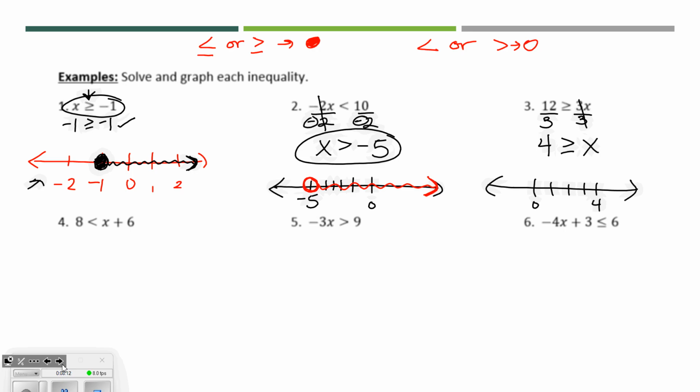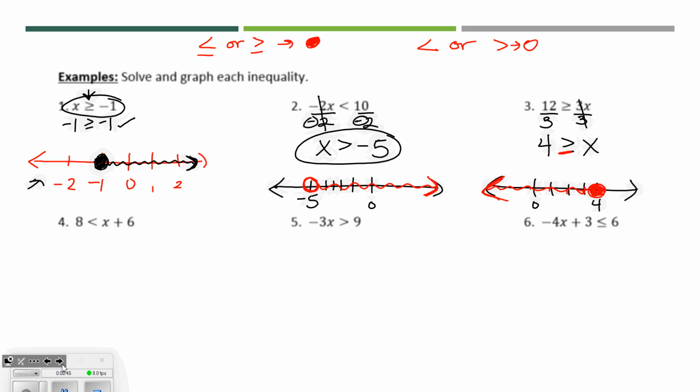It says 4 is greater than or equal to x, or 4 is greater than or equal to a number. So 4 is greater than or equal to what numbers? Well, 4 is greater than or equal to like 3, 2, 1, 0, and all these negatives. So we would actually shade over here. Think about my rule. Would the 4 be shaded in? Would the dot be closed or open? It would be closed because of this or equal to part.